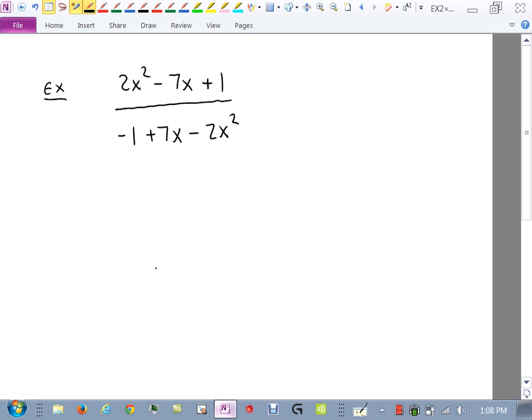Yes. So what you have to see in this problem, and I'm not quite sure how to teach how to see that, but you have to identify that the numerator and denominator are off by a sign. I have positive 1, I have negative 1, right? I have negative 7x, I have positive 7x. I have positive 2x squared, I have negative 2x squared. Every one of those is off by a sign. So my choice here of trying to attack this is to factor a negative 1 out.